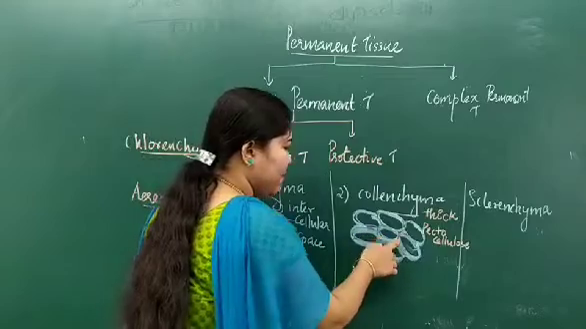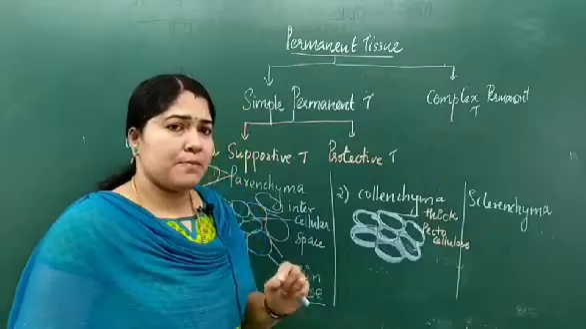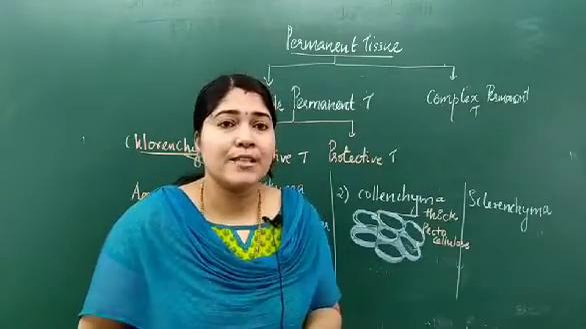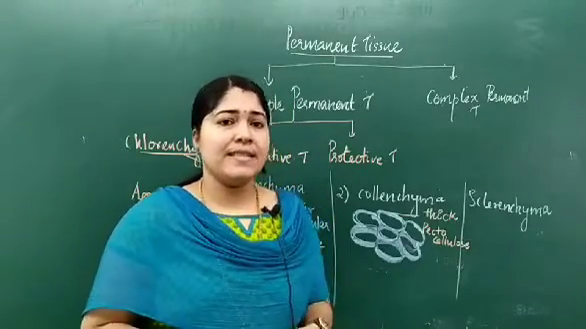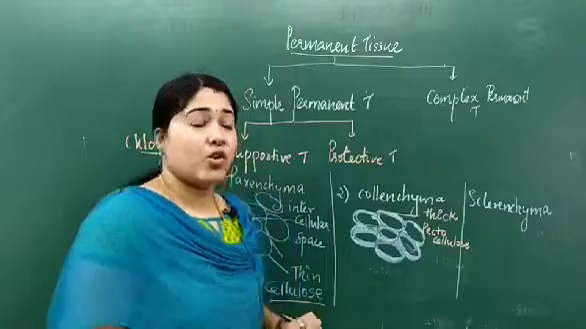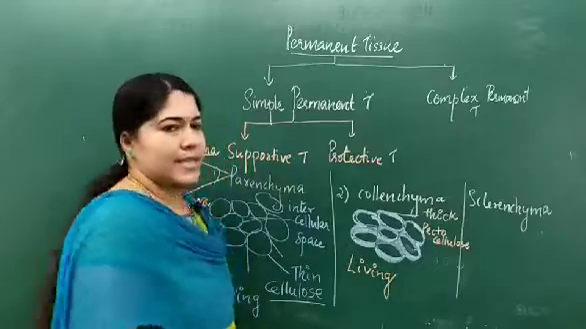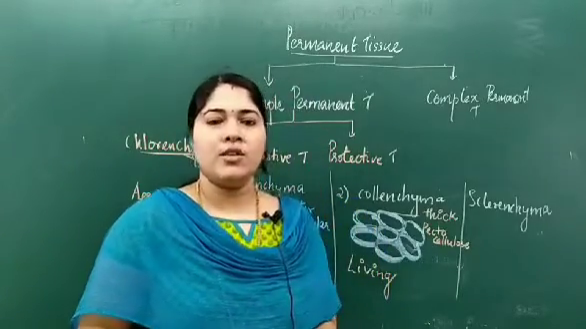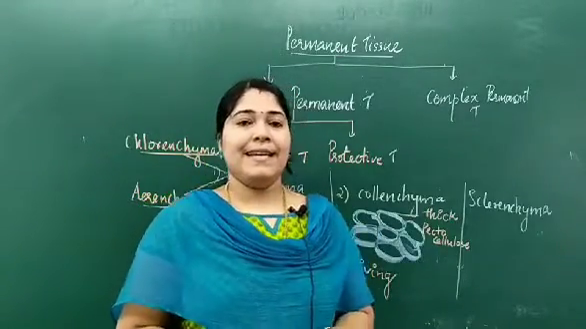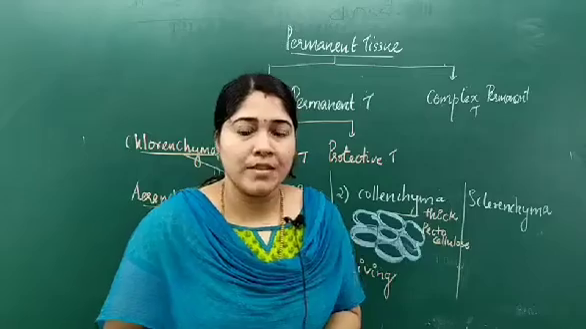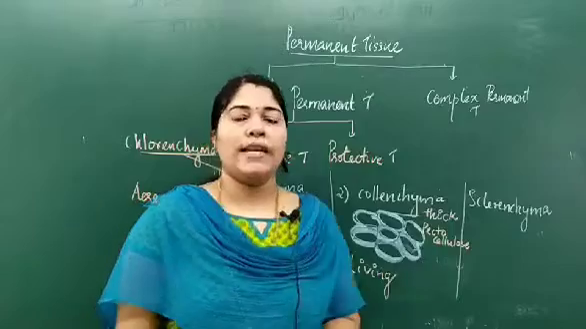Are you able to see any gaps in between them? Very rarely you can see gaps there. Intercellular space is very less or absent. These collenchyma cells are also living cells. And another function of collenchyma cells is that they help in giving mechanical strength as well as support. Mechanical strength and support is given by collenchyma cells.